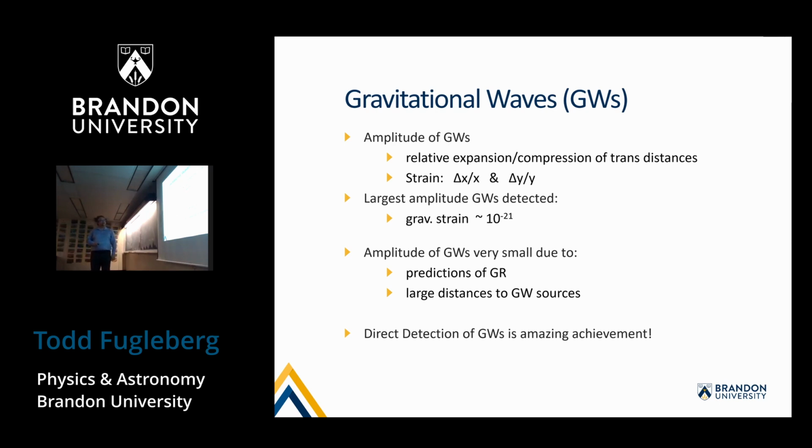And the amplitude is very small, partly because of the predictions of general relativity. Even near the source, the gravitational waves are not that big. And they're a very, very long distance away from us. Because the waves are spreading out over a sphere expanding from the source, that energy has to be distributed over a larger and larger sphere, which means the amplitude of these waves has to decrease as it travels. So these are very, very small. So direct detection of gravitational waves is really an amazing achievement.